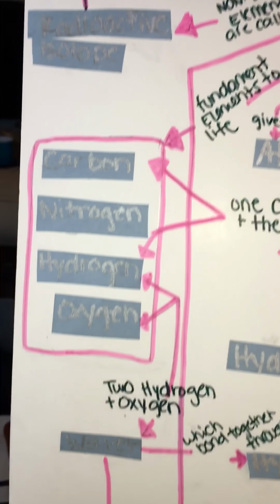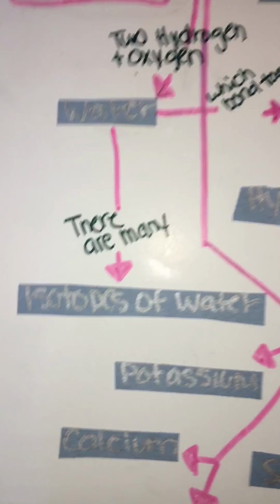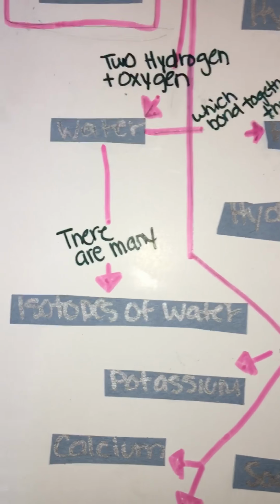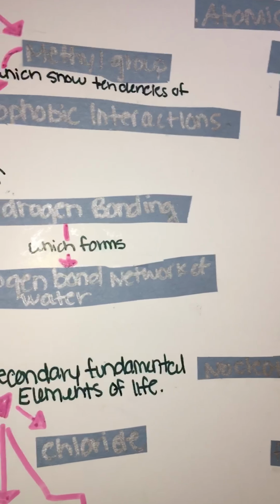Now go back over to those fundamental elements of life. You have hydrogen and oxygen, which, two hydrogen and 1 oxygen, we all know makes up our lovely friend water. There are many different isotopes of water. I think I found like 9 of them. Water itself, though, is bonded together through hydrogen bonding, which forms the hydrogen bond network of water.